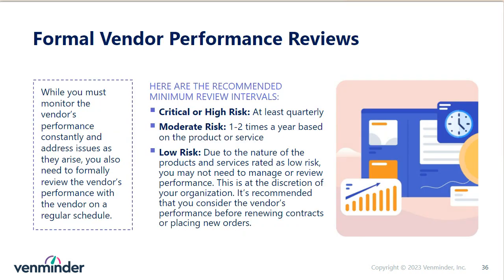Now, just how often do we have to have this formal vendor performance review? For critical and high-risk vendors, this process should occur at least quarterly. For your moderate risk, you can do this 1 or 2 times a year, depending on the product or service and what your organization feels comfortable with. For low risk, you know, the truth is we're probably not going to be doing a lot in terms of performance management for them because they're low risk for a reason. And one of those reasons is that if we need to replace them, it's fairly easy. So they don't perform, we just get another vendor.